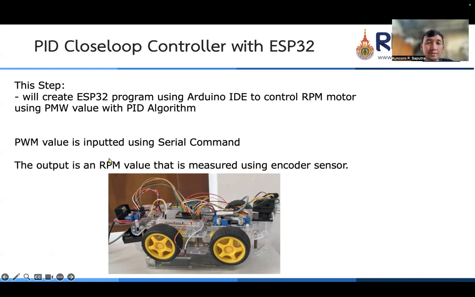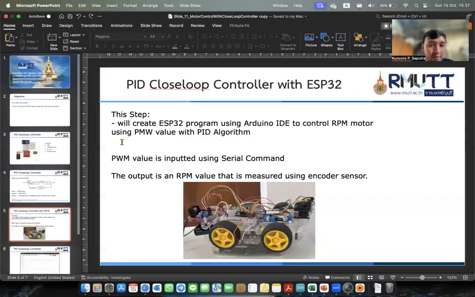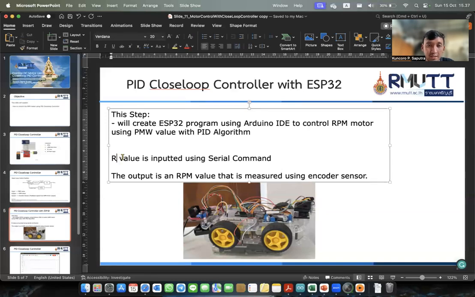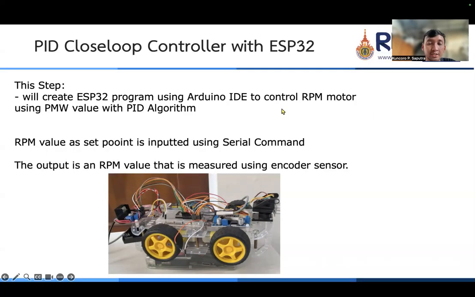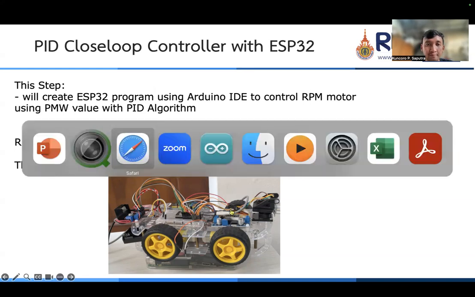The PWM value is input using a serial command. I'm sorry, it's not a PWM, but we set the RPM value as our set point, so we can control the RPM. After that, we compare the output from the motor to our set point. Is there any difference or not? So we move to the Arduino program.